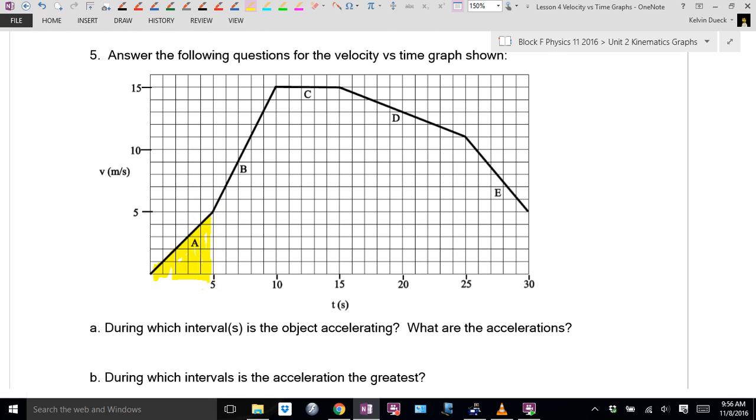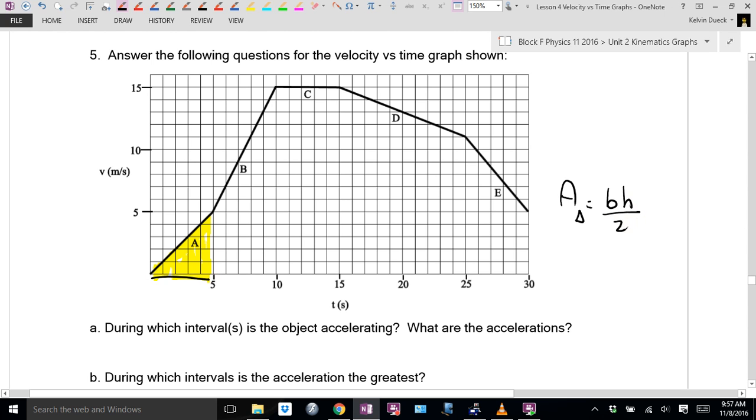What shape is that yellow thing that I've colored in? Area of a triangle is base times height divided by 2. What's the base? 5. What's the height? 5. What's 5 times 5? Divided by 2? 12.5. Okay.